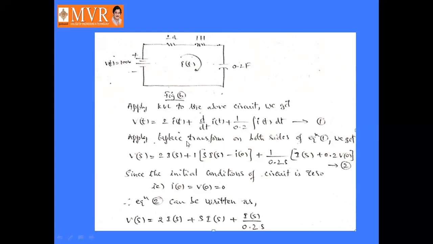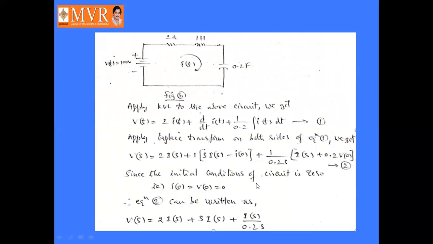Apply Laplace transform on both sides of equation 1. We will get V of s equal to 2 into I of s plus s into I of s minus I of 0, plus 1 by 0.2 s into I of s plus 0.2 into V of 0. V of 0 is 0 and I of 0 is also 0, since the initial conditions of the circuit are 0.